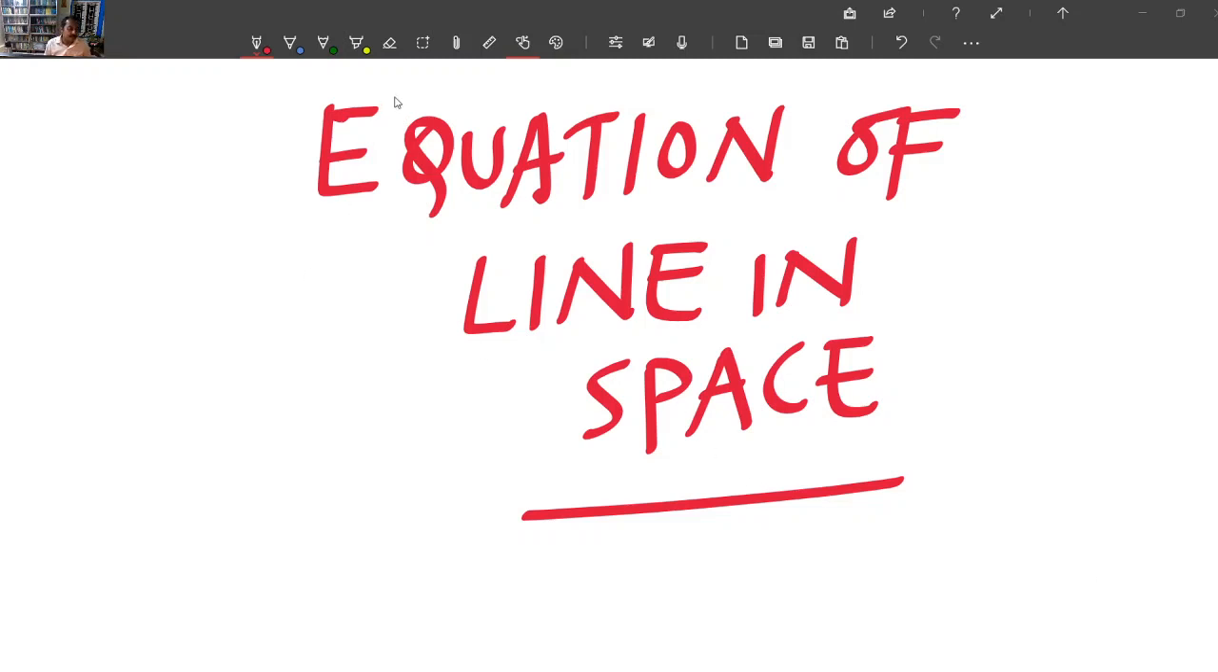Morning students, we are going to discuss equation of lines in space. Here we are going to derive the equation of a line in space, a parametric equation and a vector equation. Most of the things you already know, so we are going to start the class with equation of line in space.